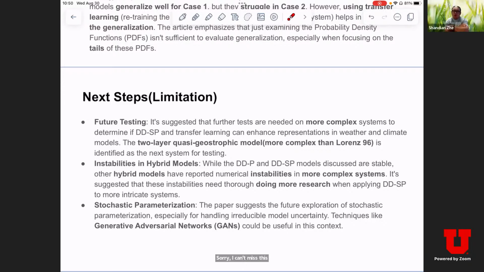But what do they mean by a more complex system? Because you train DDSP and DD in this multi-scale Lorenz system, right? Mm-hmm. Did they train the same types of models in another system? They concluded that other hybrid models have reported numerical instability.